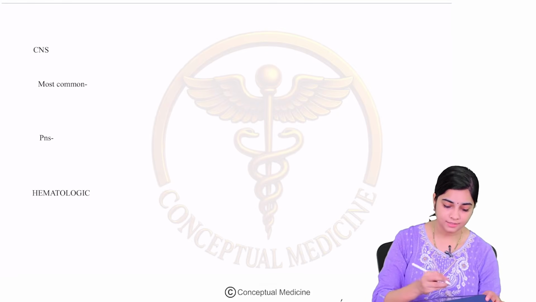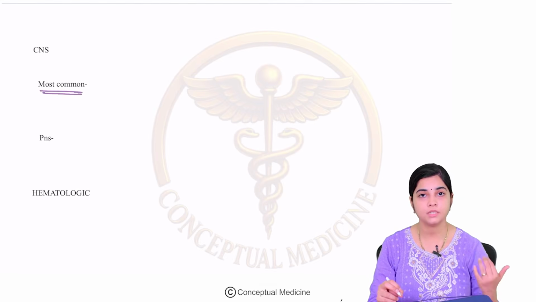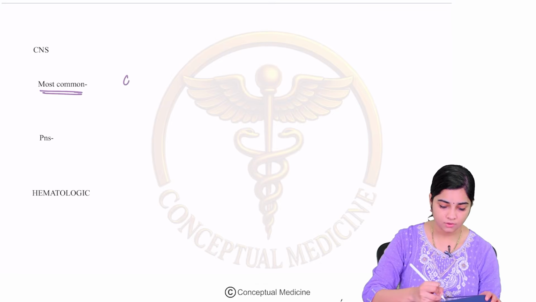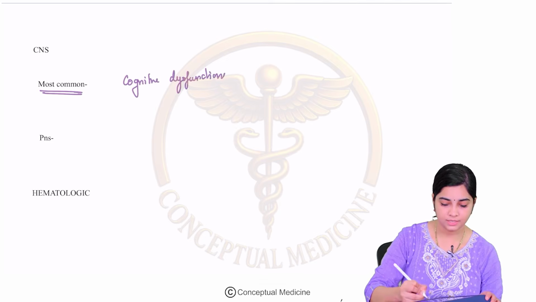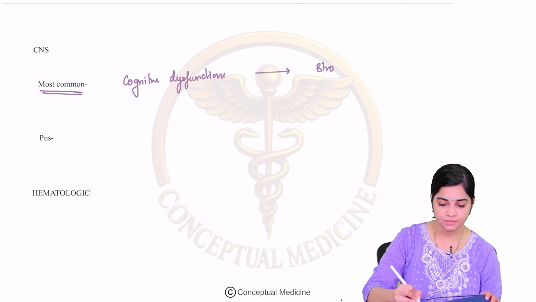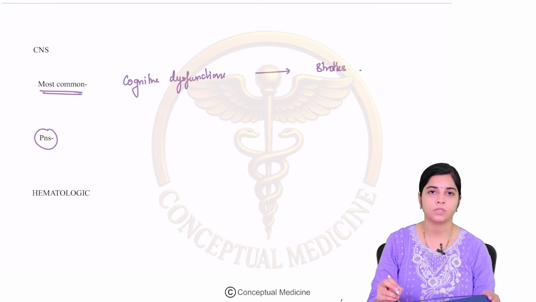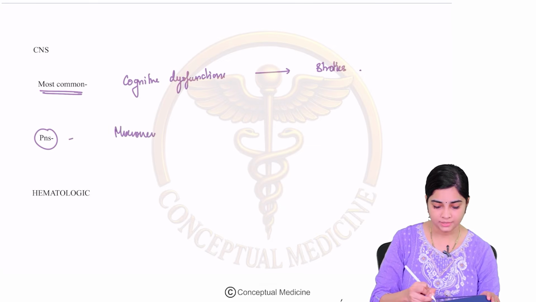Then the central nervous system. What will you find in the central nervous system? The most common manifestation amongst the central nervous system manifestations of SLE is cognitive dysfunction. But if there is a CNS vasculitis, it can result in strokes. Then in the peripheral nervous system, what will you find? You can find evidence of neuropathies like mononeuritis multiplex.